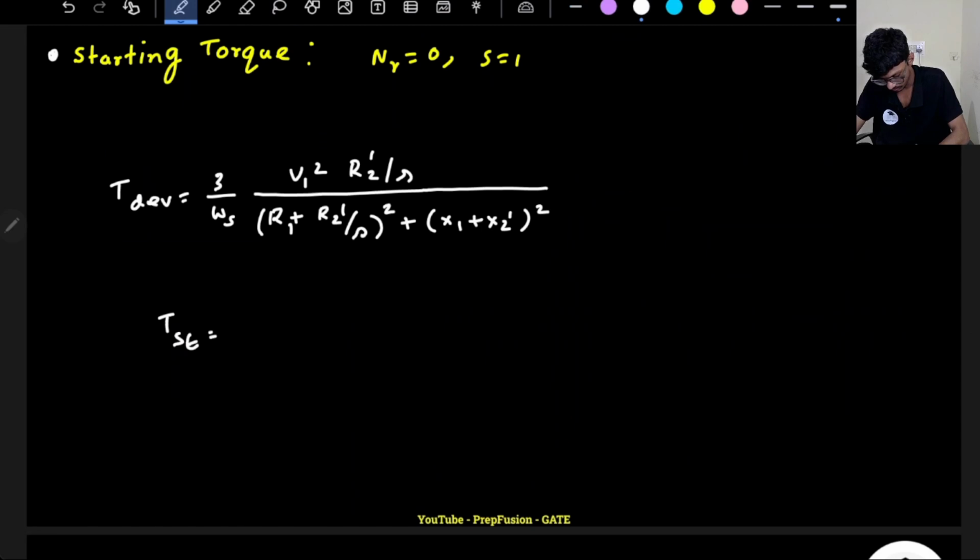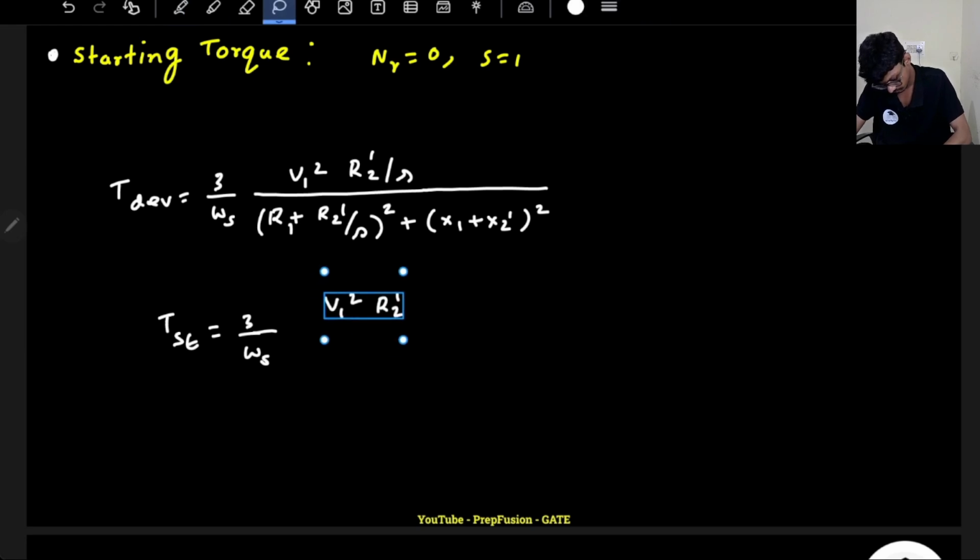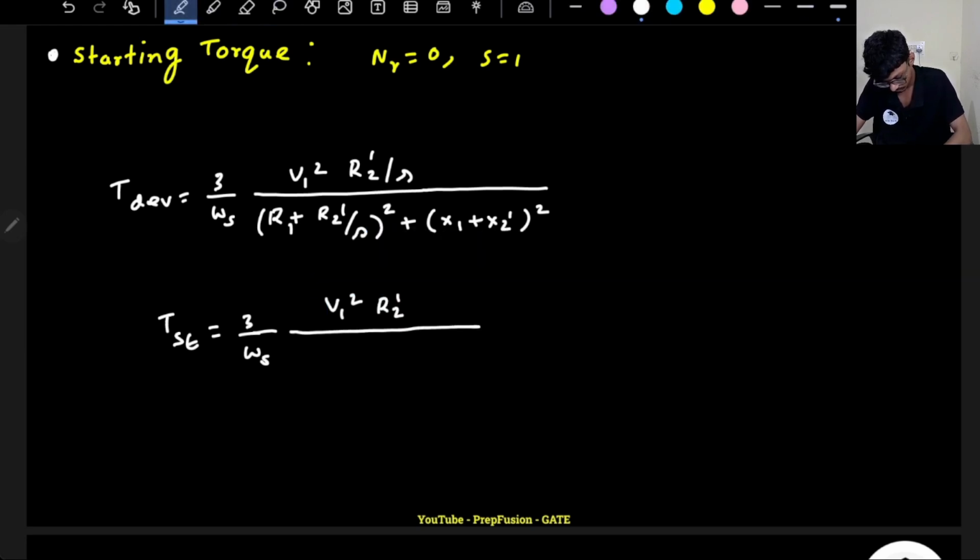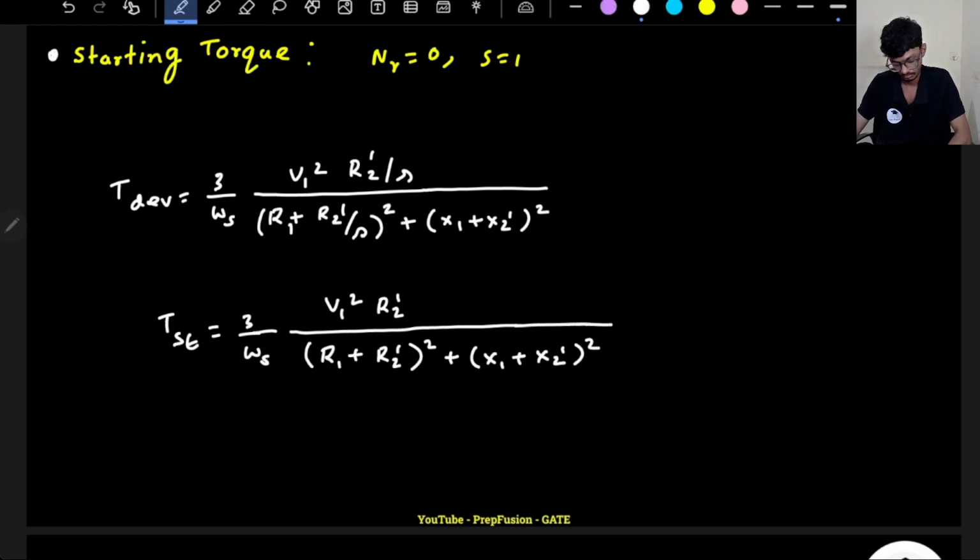So T starting will be equal to 3 by omega s, V1 whole square into R2 dash, divided by R1 plus R2 dash whole square plus x1 plus x2 dash whole square. Okay, so this is the expression for starting torque.